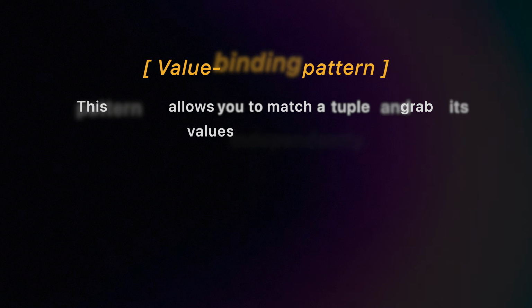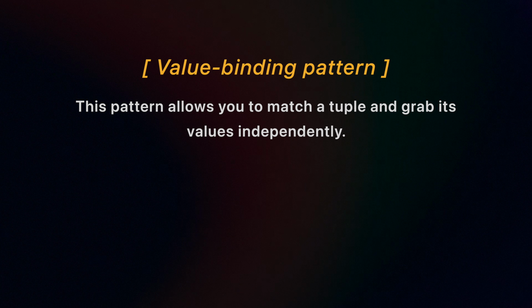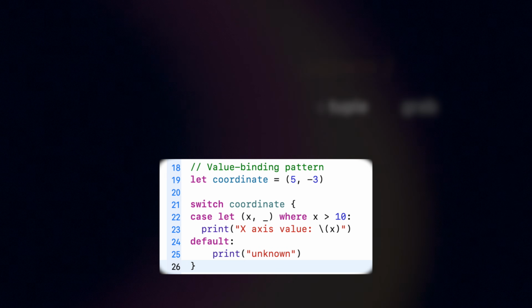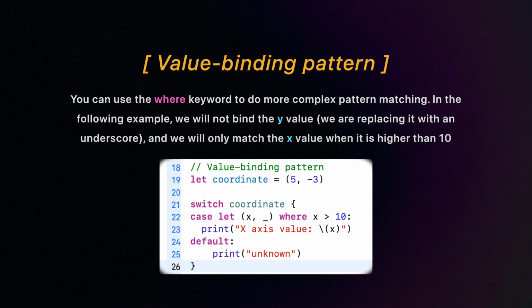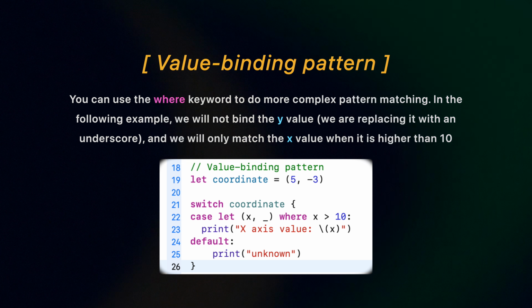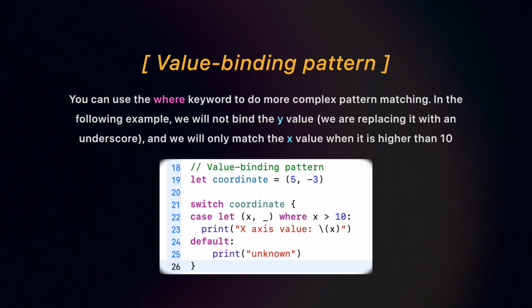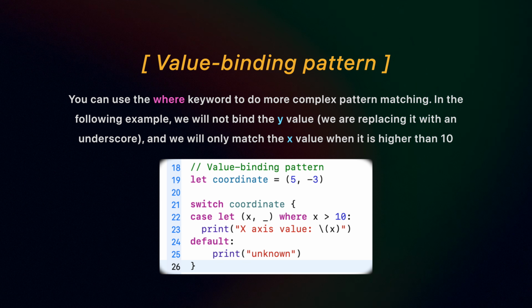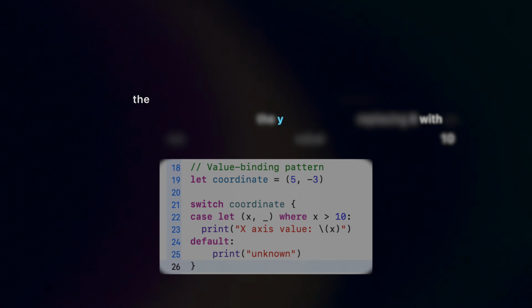Value binding pattern. This pattern allows you to match a tuple and grab its values independently. Also, now is a good time to mention that you can use the where keyword to do more complex pattern matching. In the following example, we will not bind the y value, we're replacing it with an underscore, and we will only match the x value when it's higher than 10.